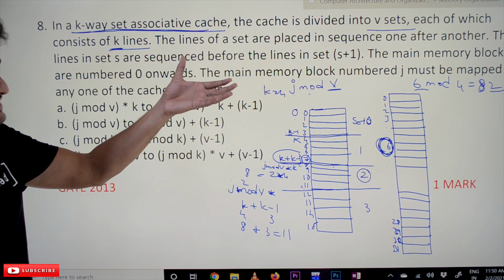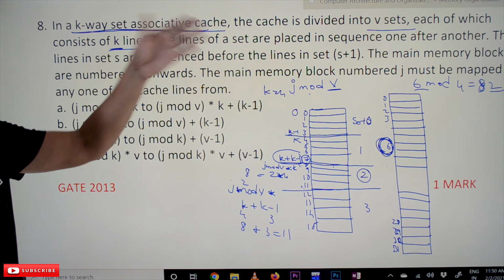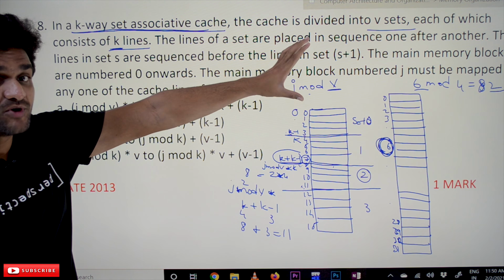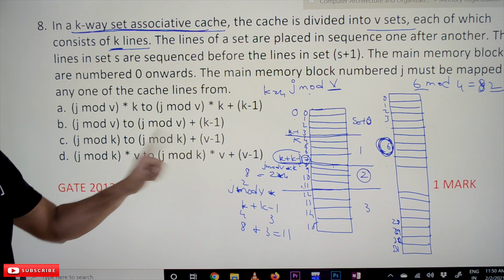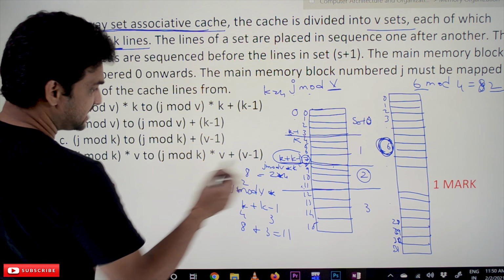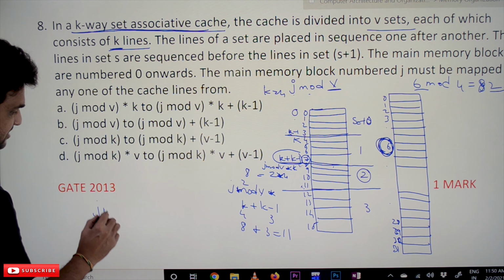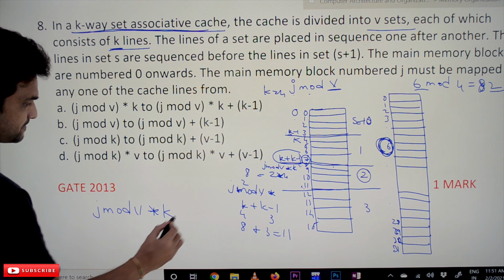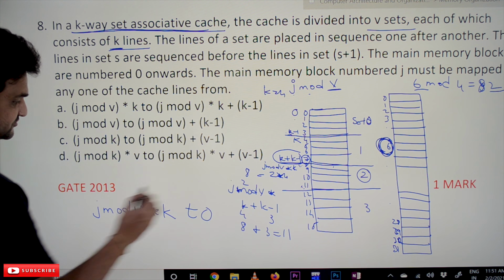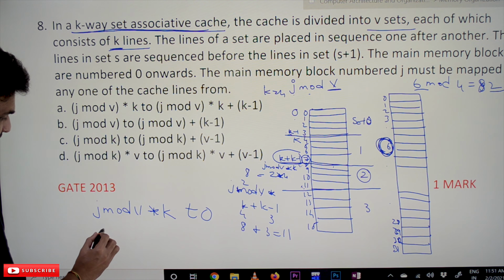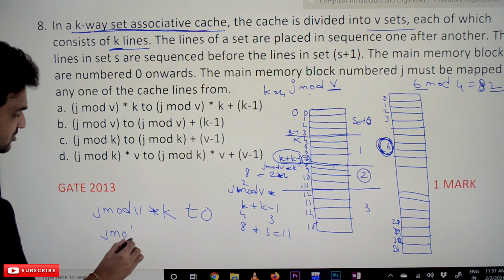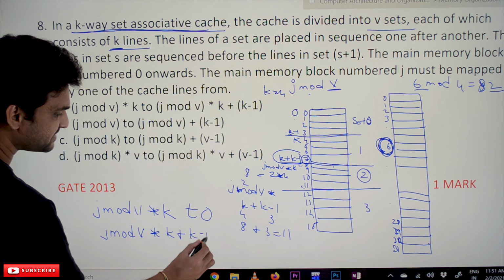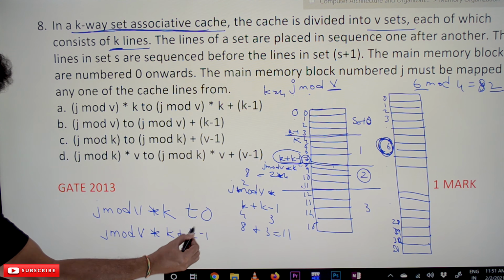So what they are asking is the range of cache memory lines to which the main memory block can be transferred. That we can obtain from j mod v into k. So it starts from 8 in our example. Then j mod v into k plus k minus 1. Okay, so this is how we are going to obtain it.